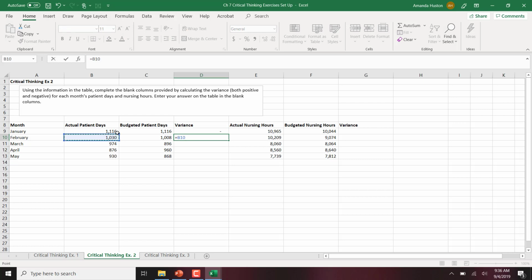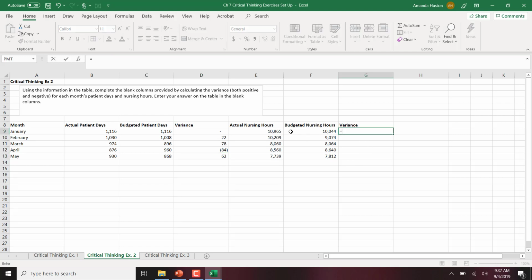Actual, there's a way I could take a shortcut in Excel, but I won't do that yet. Actual minus budgeted equals actual minus budgeted equals actual minus budgeted. So these are the variances by month. This would be no variance. This would be a positive variance in volume of 22, positive variance in patient days of 78, a negative variance of 84, positive of 62.